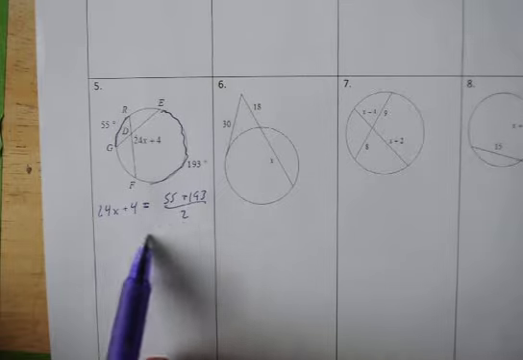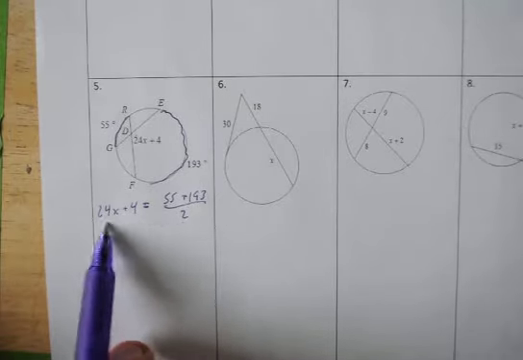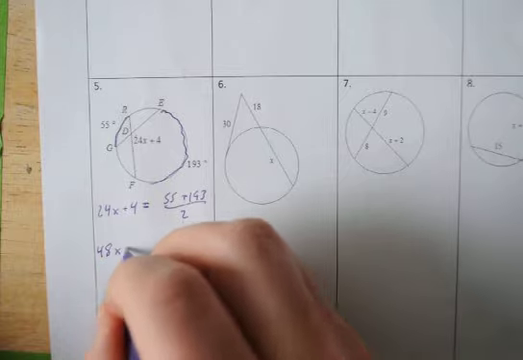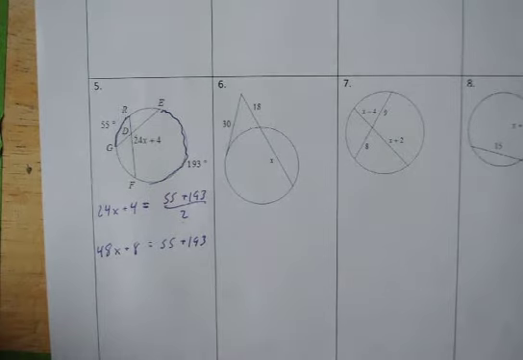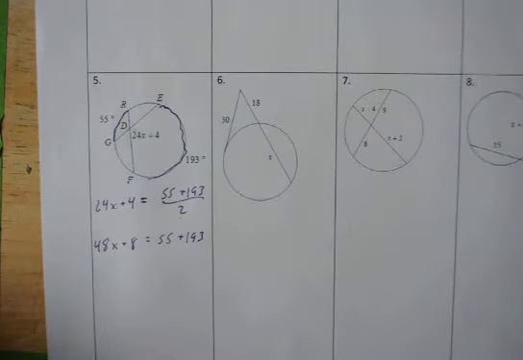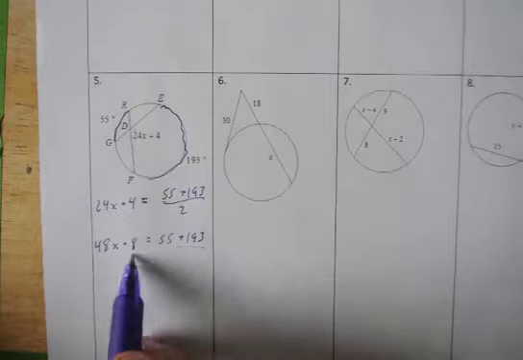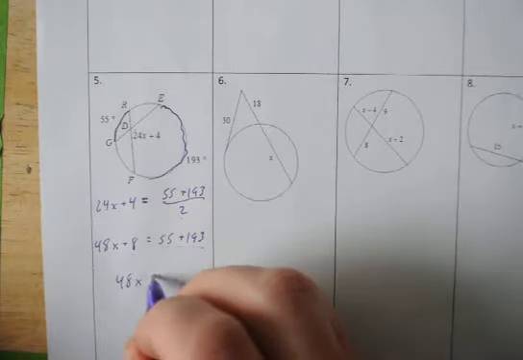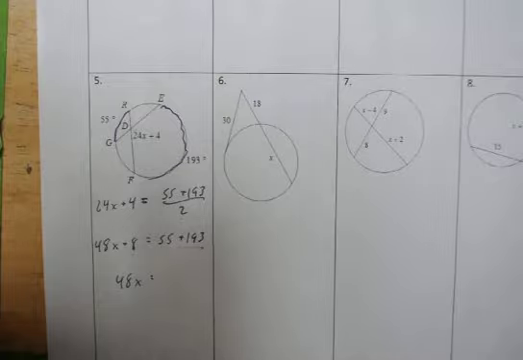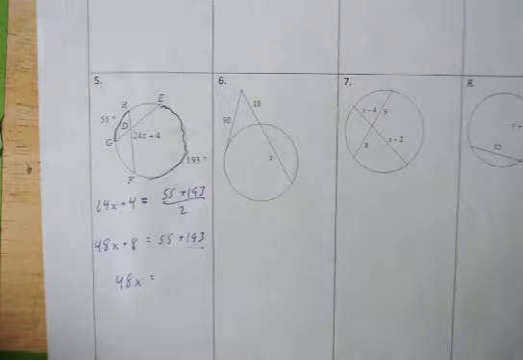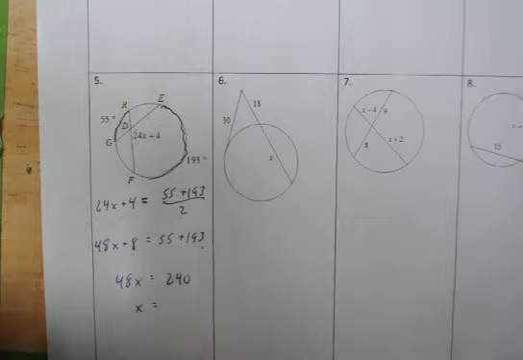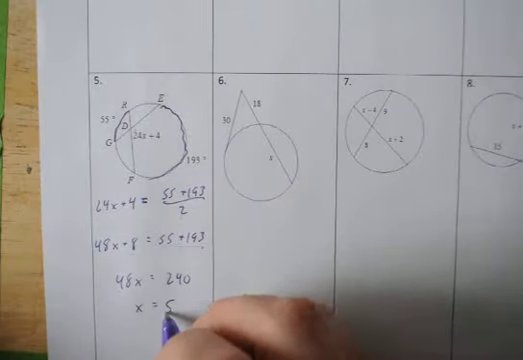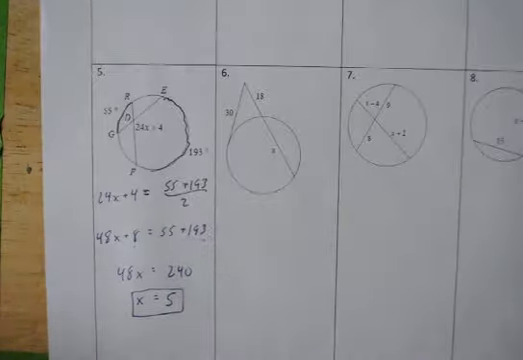We're going to take this 2 and multiply it over. So we got to multiply everything by 2. That would turn this into 48x plus 8. We can go ahead and add these together and take over the 8. So 55 plus 193, and then subtract the 8. You end up getting 240 here, and hopefully that divides out evenly, and it does. X equals 5 when you divide out the 48.